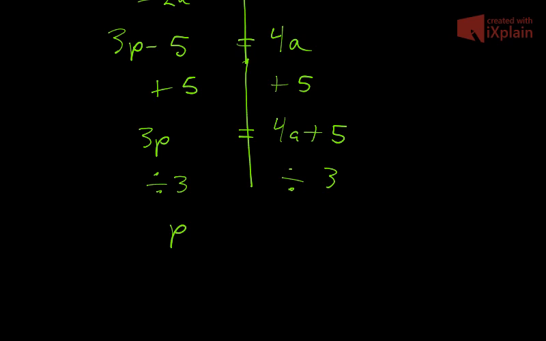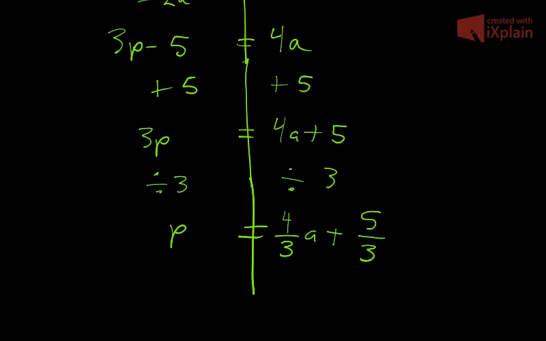So over here I'm going to have p equals, let me draw the line all the way down so we keep that there. P equals, and on this side I have 4a divided by 3, which would be 4 over 3a, plus 5 divided by 3, which is 5 over 3. Just like that, I'm done.